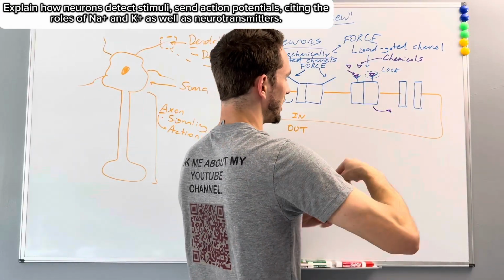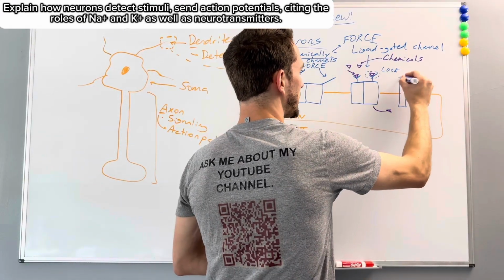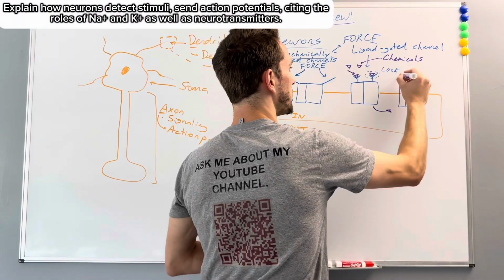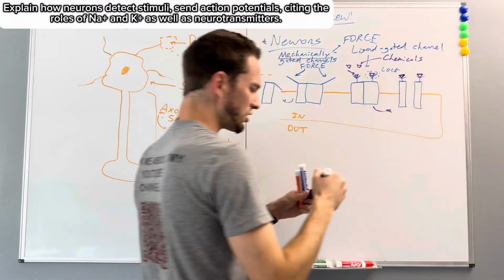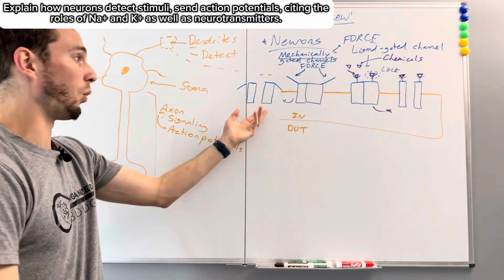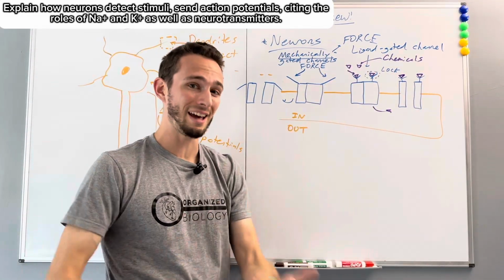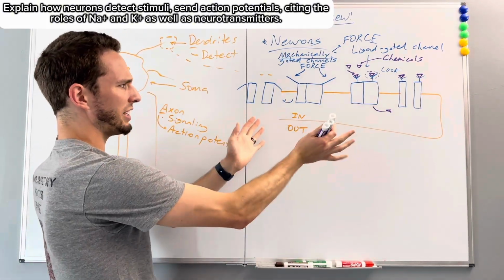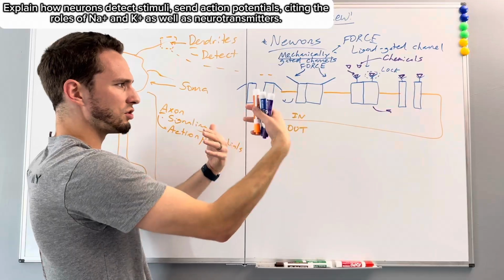We'll draw this gate again. All right, we're opening up the gate when that key is in the lock, and therefore we can allow some things in. All righty, so those are just two different types of how we can detect a certain stimuli. One can be force, one could be a chemical like a neurotransmitter or even a hormone. Okay, so what's happening here?